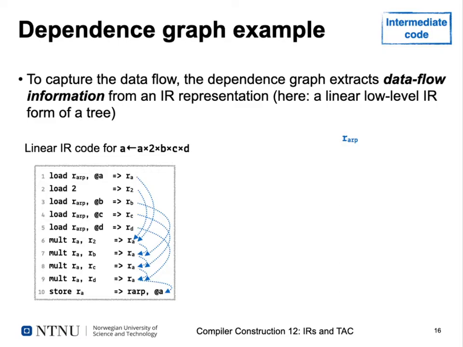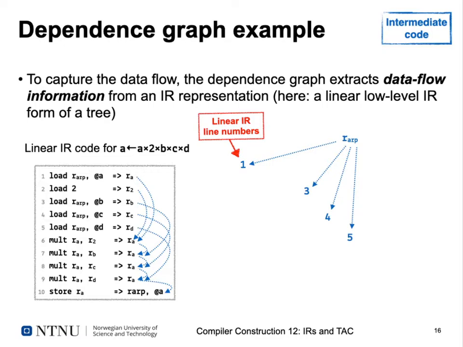So we start with the first register, which would be our base register, RARP it's called, and we know RARP is relevant to instruction number 1. So these are just the line numbers here in our linear IR. And we can also use it in instruction number 3 and 4 and 5. And finally down here in instruction number 10. So it's all just the occurrences of RARP here as an operand of our intermediate representation instructions.